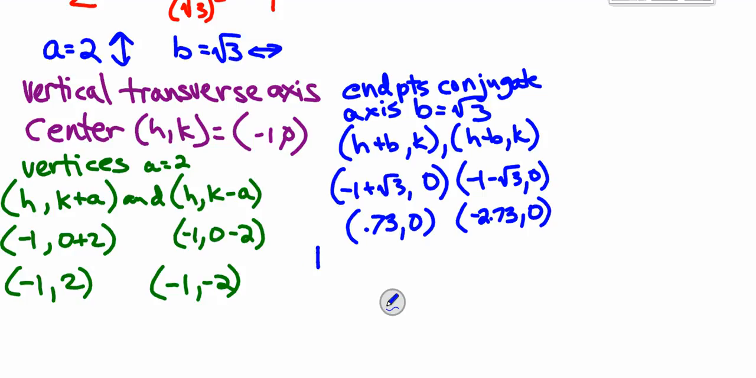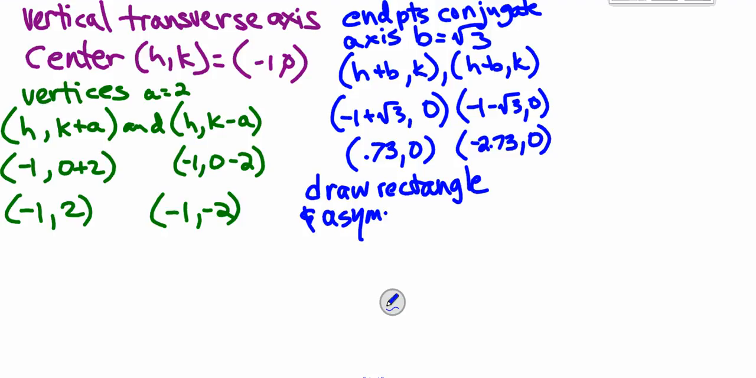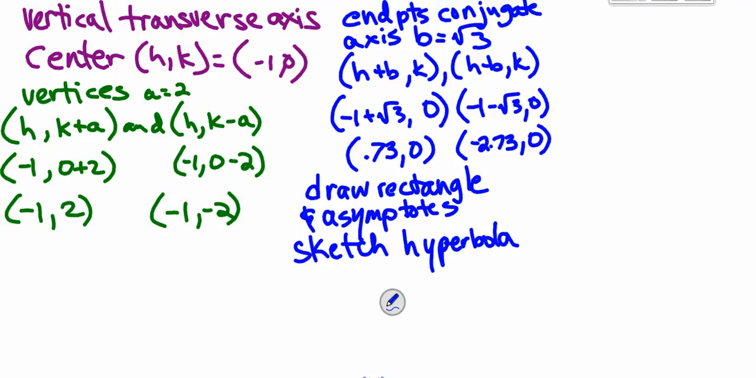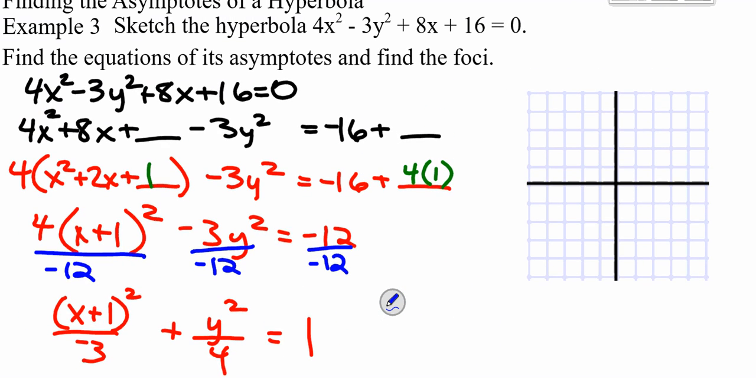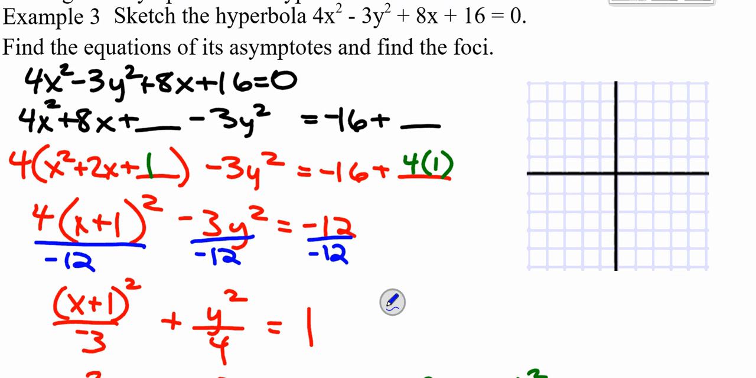Then I'm going to use those things to draw my rectangle, and then my asymptotes. Then I can sketch the hyperbola. At the end, I'll get the equations of the asymptotes so that if I have to do that, I'm ready as I go. I can't see everything, but I'm sure you have that in front of you.